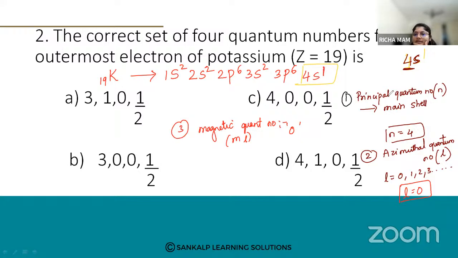It will be 0. Then next is spin quantum number. Okay, spin quantum number, 1 electron is present, so it is half. Okay, so the answer, just see what is the correct answer now.